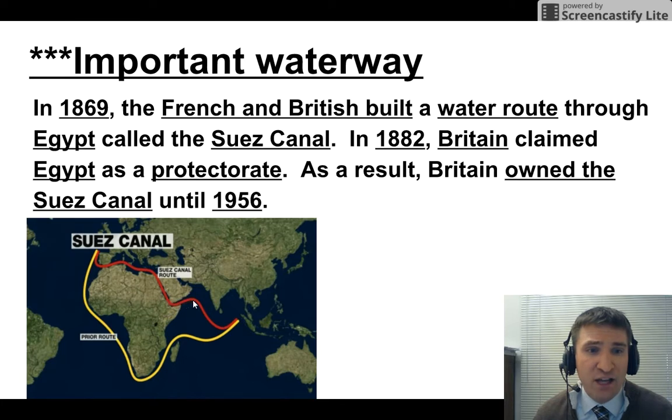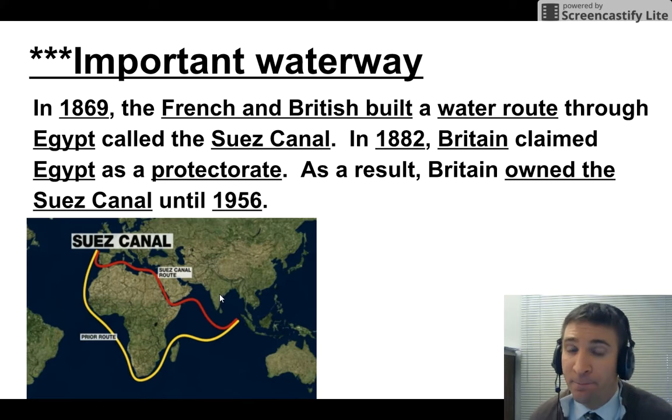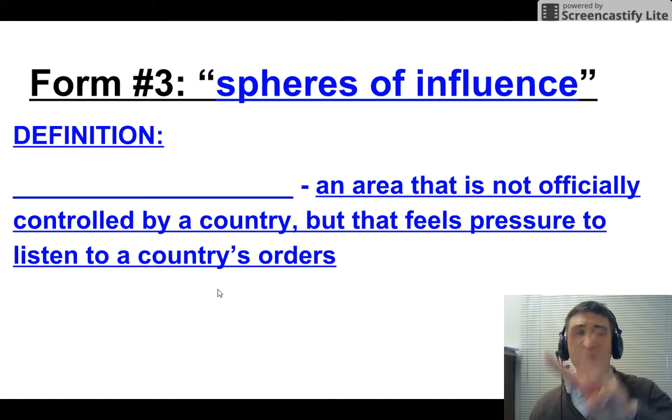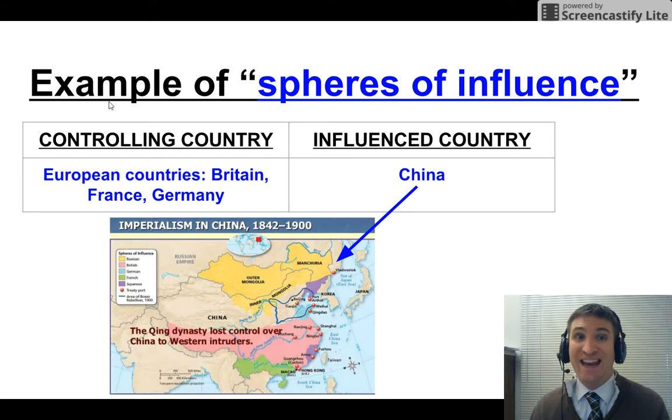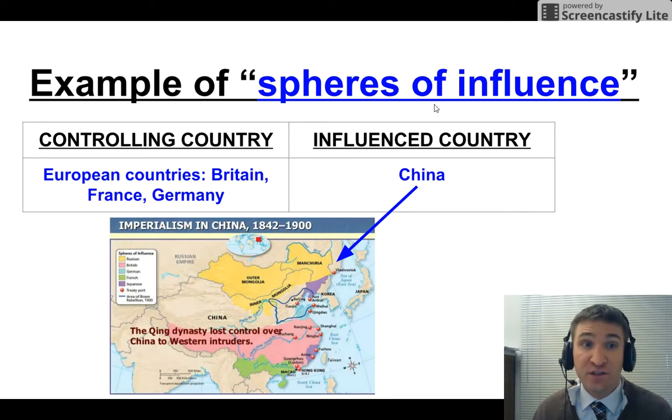Form number 3 of imperialism, spheres of influence. What does it mean? An area that is not officially controlled by a country, but that feels pressure to listen to a country's orders. An example of spheres of influence: the controlling countries are the European countries of Britain, France, and Germany, and the country that was feeling the pressure would be China. And if you look at this map, in different colors are the different European powers that control parts of China.